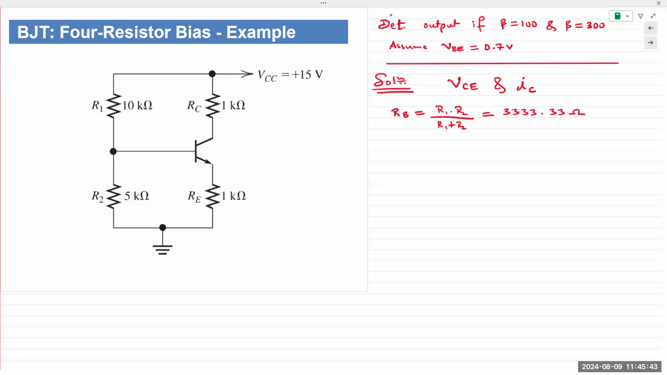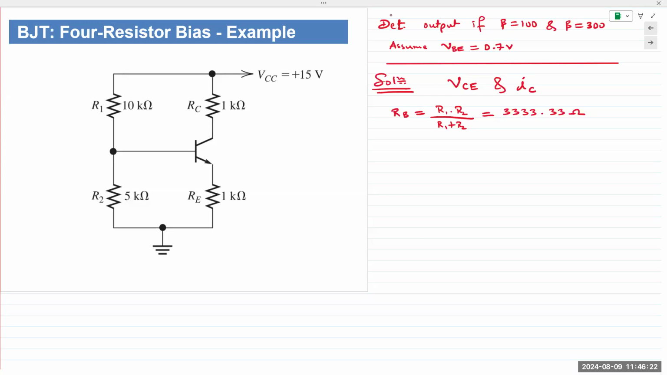So typically when you have values like these, I don't like to use unit prefixes. If you use 3.3 kilo ohms versus 3,333.33 ohms, it's going to give you a slightly different answer. If you do 3.3 kilo ohms or 3.33 kilo ohms, your value is going to be 3330, versus if I do this, then my value is 3333.33. So a difference of 3 ohms would sometimes make a big difference. Okay, so just another small tip.